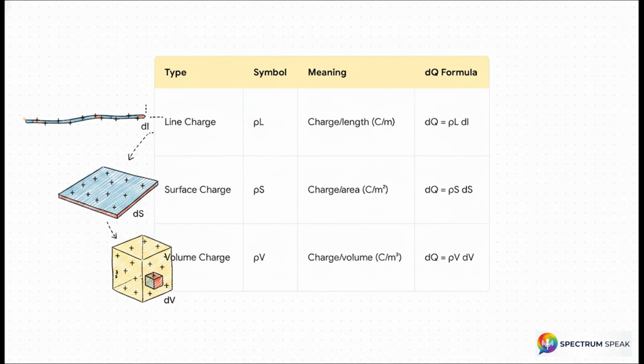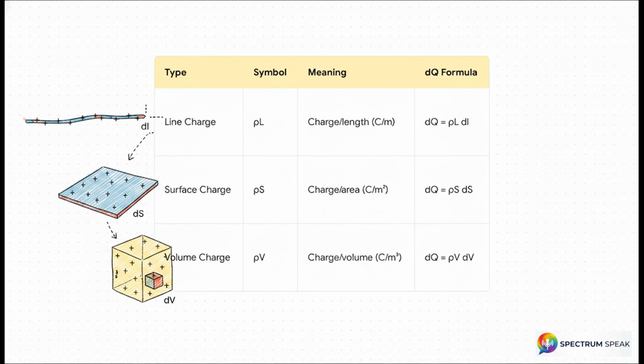This table right here, this is your new best friend. Seriously, let's break it down real quick. If you have a 1D object like a thin wire, we use line charge density, or ρL. It's just charge per meter. So our tiny bit of charge, dq, is just that density, ρL, times a tiny bit of length, dl. Makes sense, right? Now for a 2D object, like a flat plate, we use surface charge density, ρs. That's charge per square meter. So dq becomes ρs times a tiny patch of area, ds.